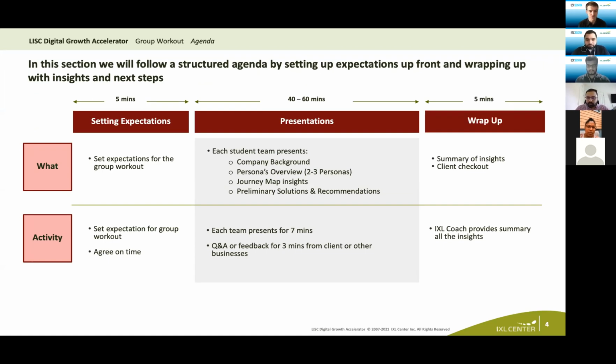So each student team will present the company background, the personas that they've created, just an overview, their insights that they've gathered from doing the journey map exercise, and then their preliminary solutions and recommendations for the things that are not working well that they've identified.